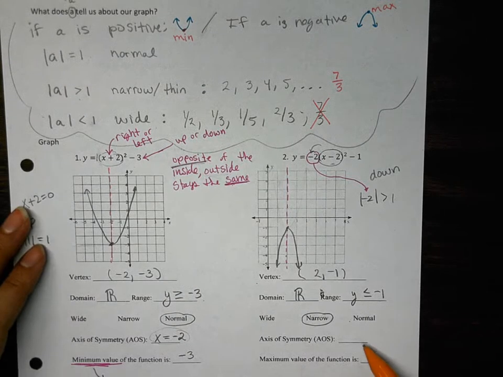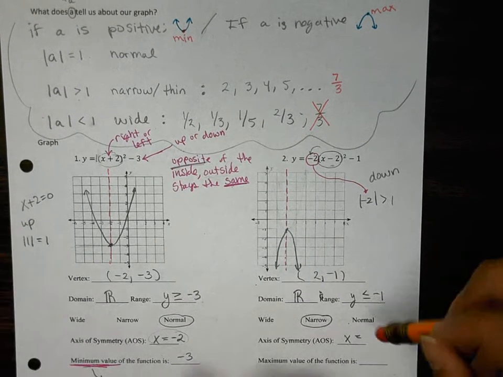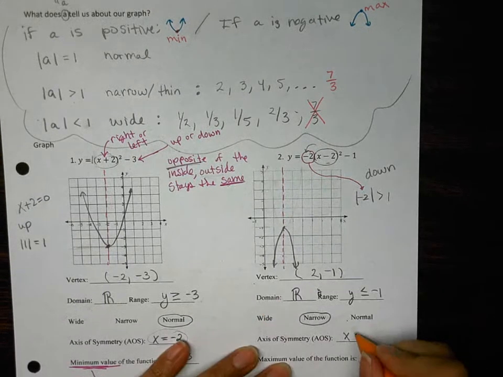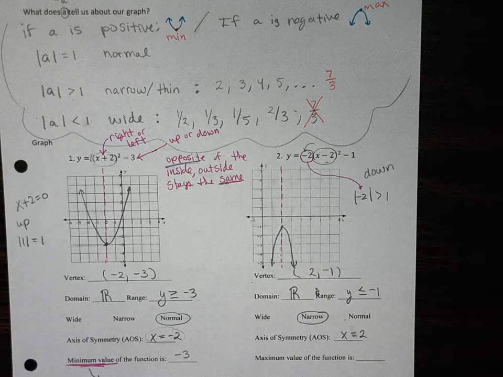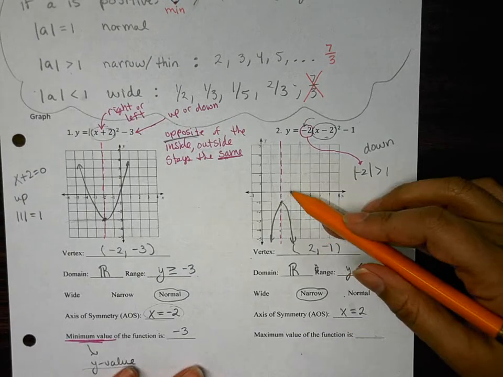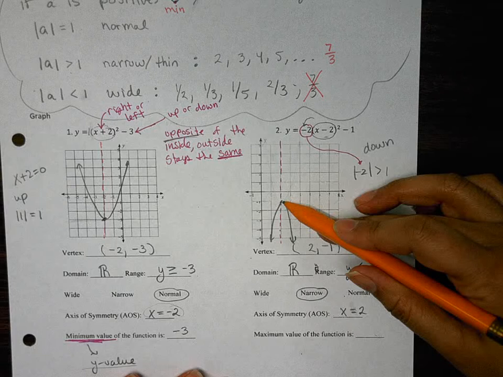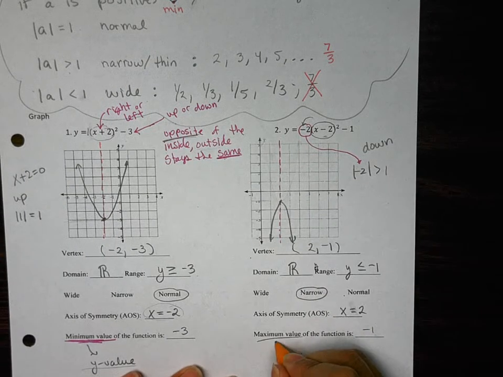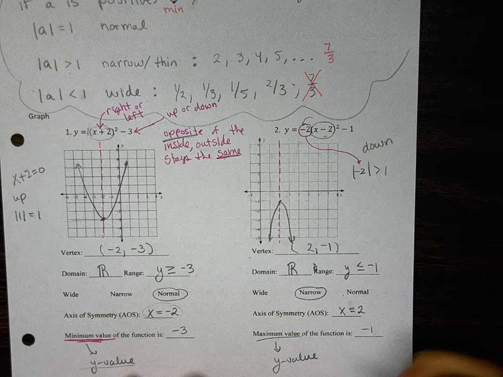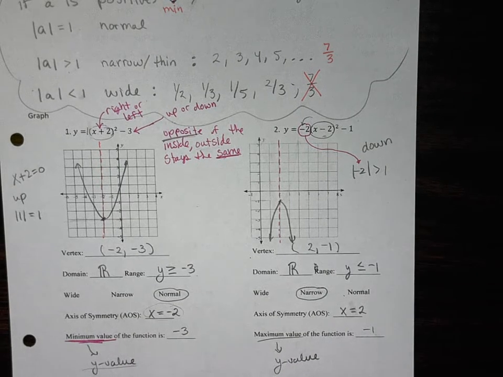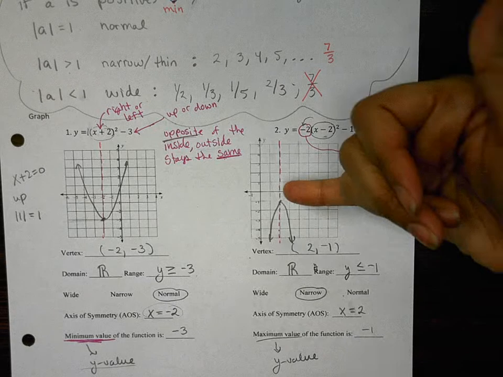Axis of symmetry. Do not forget it's an equation. X equals what x value? Right here. X equals 2. Okay. Maximum. That is a maximum. What's the maximum value of this function? Negative 1. Is it always the y value when they ask for maximum value? Yes. If they're asking for the x value, it would say, where does the maximum value occur? It occurs at 2. Okay.